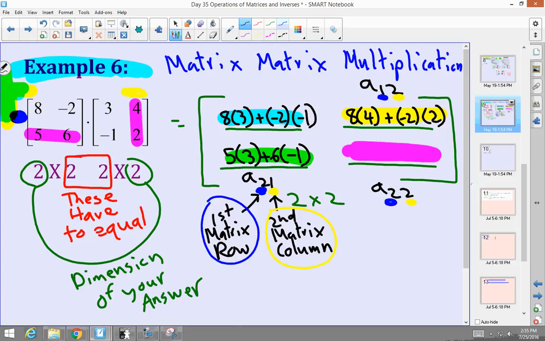So I'm going to have it as 5 times 4. Then it's going to go plus 6 times 2. Okay? That's going to produce the number for that element.